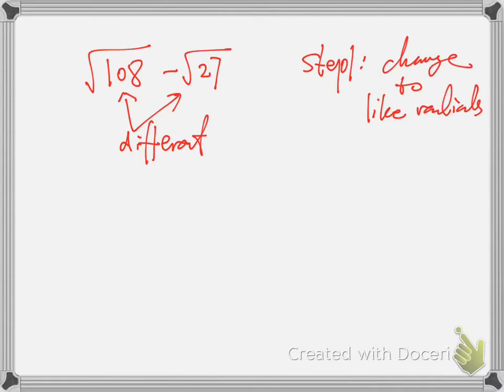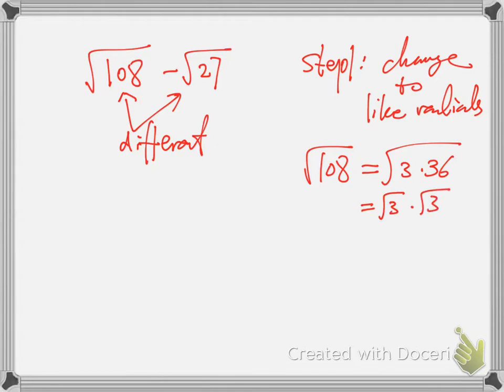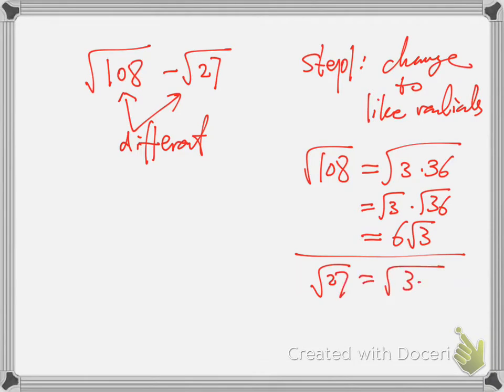Let's simplify radical 108. This is 3 times 36, so it is square root of 3 times square root of 36. Square root of 36 is 6, so this is 6 radical 3. The second one is 27, which is 3 times 9. So this is radical 3 times radical 9, which is 3 radical 3.